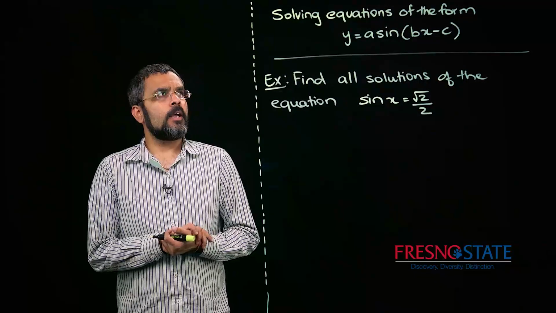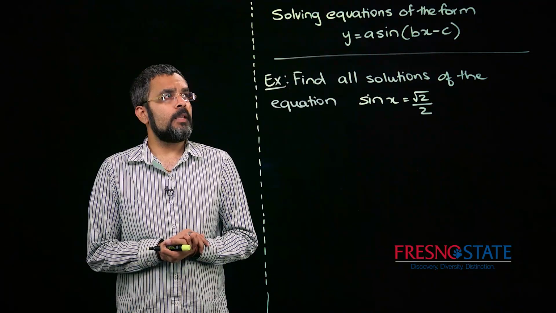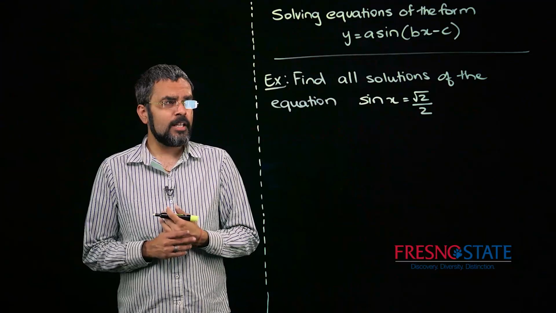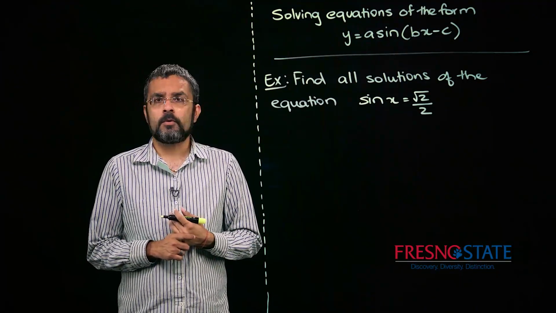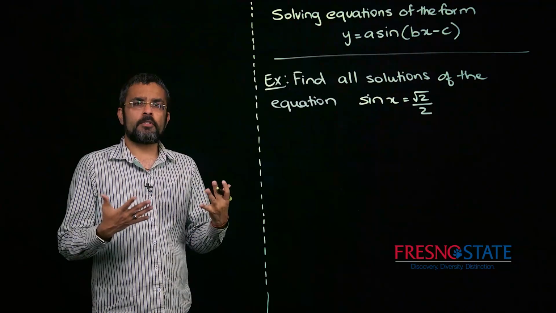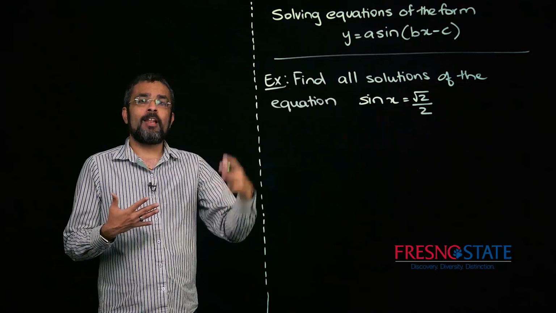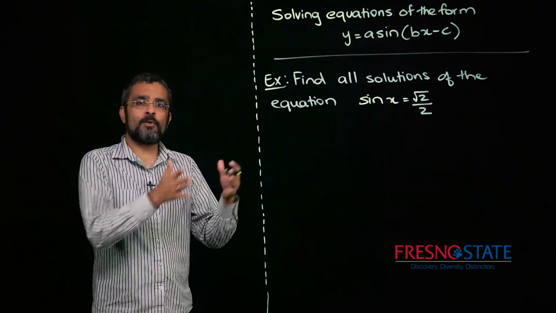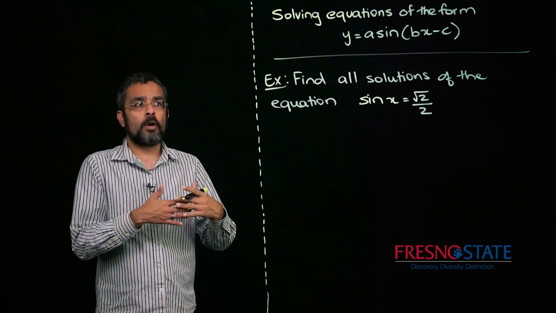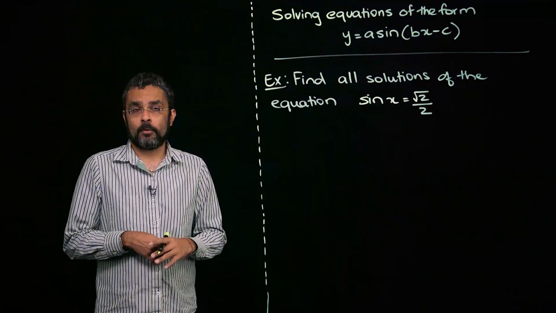So in this video, we're going to look at how to solve equations of the form sine of bx minus c. So let's look at the equation sine of x equals root 2 over 2. Now, just know that this is going to have multiple solutions because remember sine is a periodic function. So every 2 pi, if you add 2 pi to the x, then I'm going to get the same value. So we want to figure out what are all the solutions, or all the points x, such that sine of x is equal to root 2 over 2.